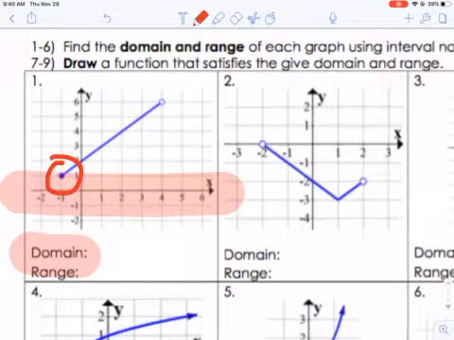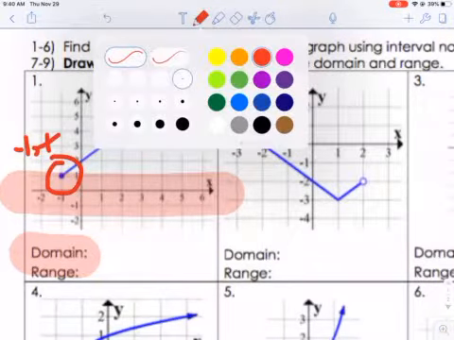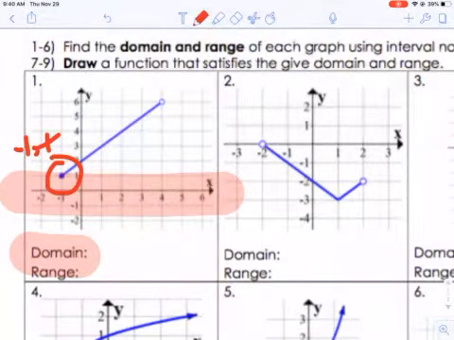My first value is right here at -1, +1. Now, again, I don't care about the y value. So for what I'm doing right now, I don't care about this second value. I only care about my first input, which is -1. And that's going to give me the minimum of this function, or the minimum of my domain. So I'm going to go with -1. Now, since there's a solid dot there, I'm going to go with brackets.